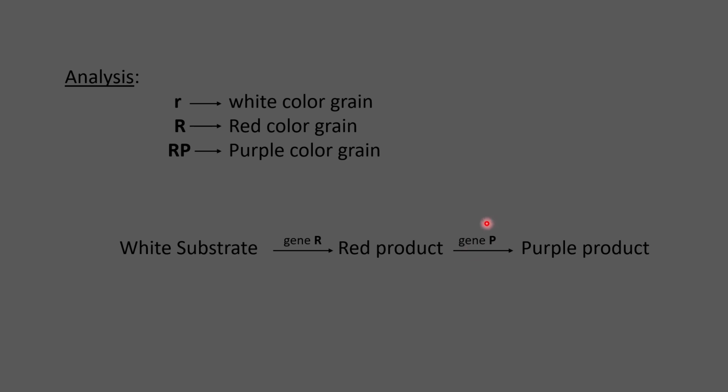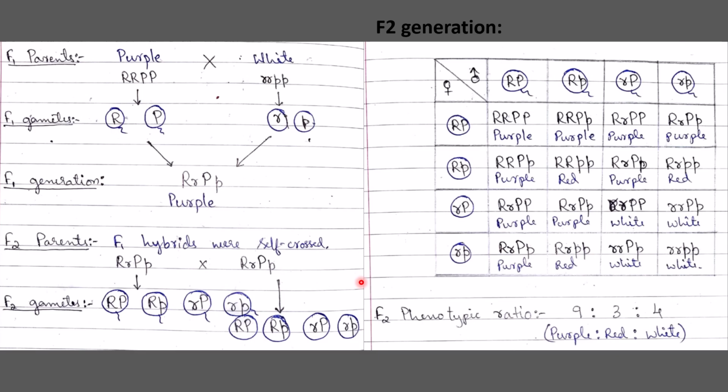And whenever gene P is present with availability of the red product, then the red product is converted into purple product here. In case there is no presence of gene R, then what happens? When there is only homozygous rr, that produces white substrate, and there is only the dominant gene P, then there is no formation of purple product without this intermediate product. Now, these are the crosses.